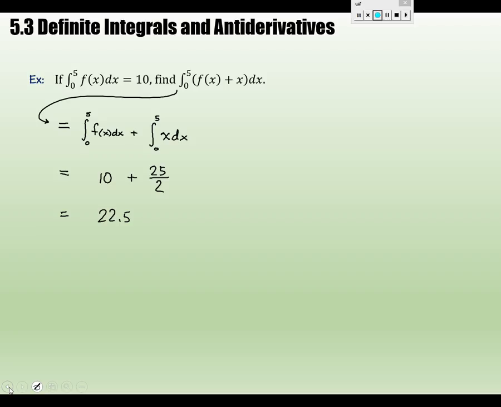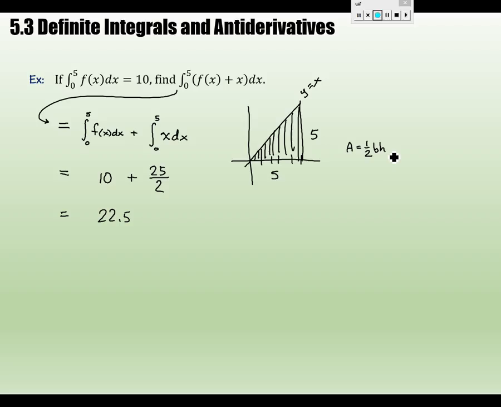Where did the 25 over 2 come from? Can someone else explain that again? Jonathan did a nice job explaining, but maybe you want to hear it from Stephen, though. Yeah, we're trying to resolve this. So the function is x, so if we plot x in relation to the x, y axis, you just find the area. However you want to think, you can think of a half a square, like Jonathan said, whatever.